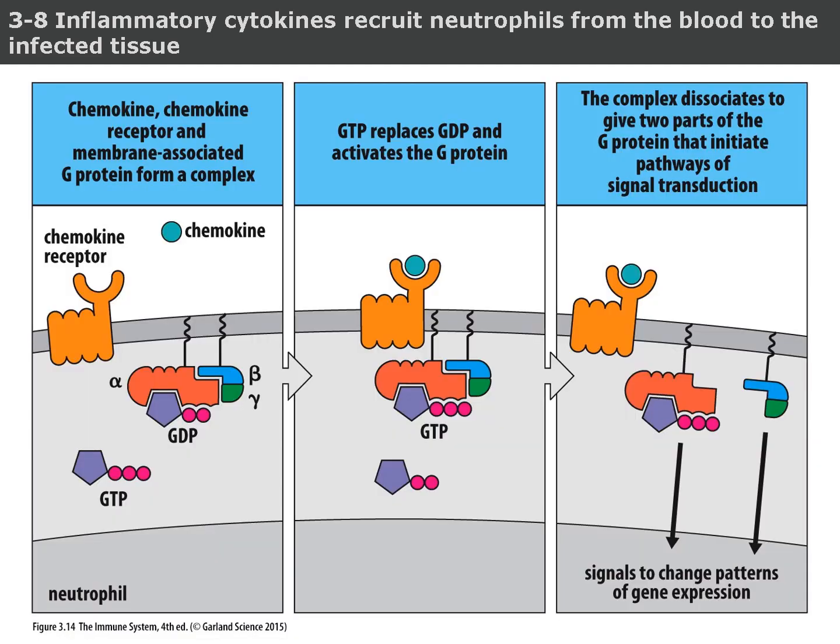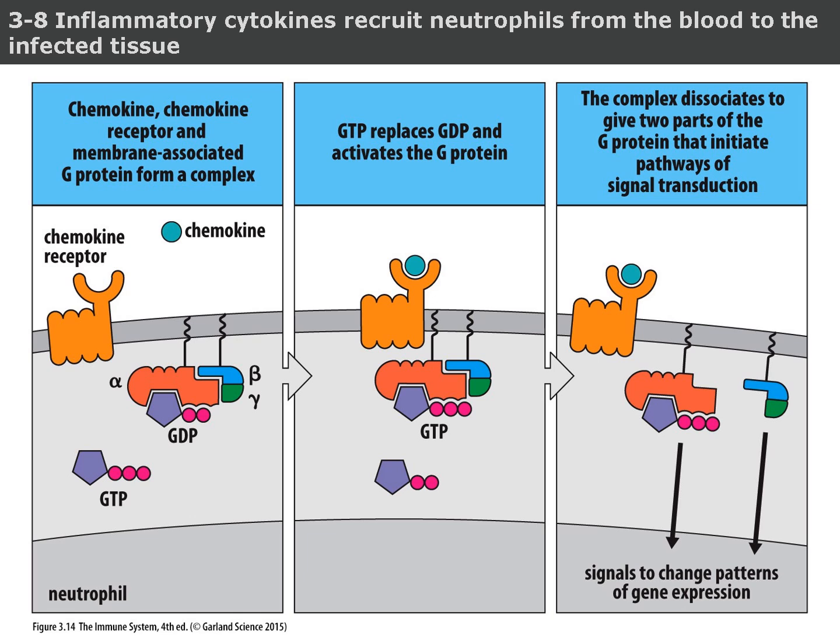This diagram illustrates how inflammatory cytokines help guide neutrophils to sites of infection by triggering a signal transduction cascade through G-protein-coupled receptors on the surface of the neutrophil. In the first panel, a chemokine binds to its corresponding receptor on the neutrophil membrane. This receptor is associated with a G-protein complex composed of 3 subunits. In its inactive state, the G-protein holds a molecule of guanosine diphosphate.